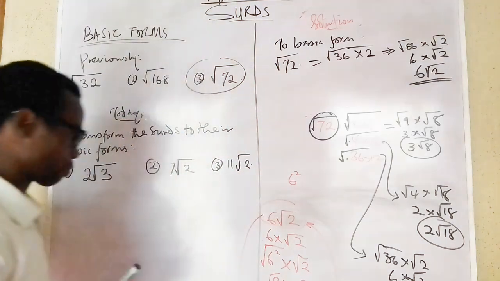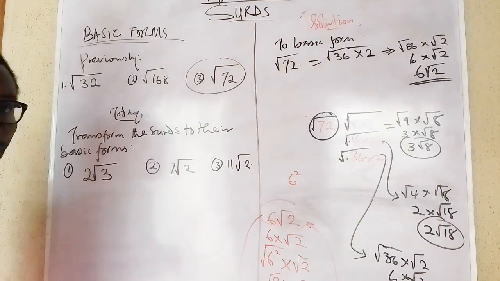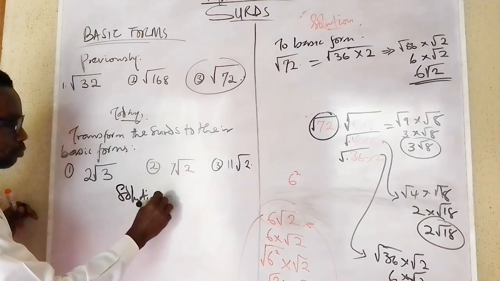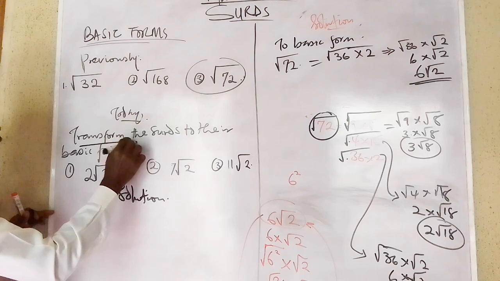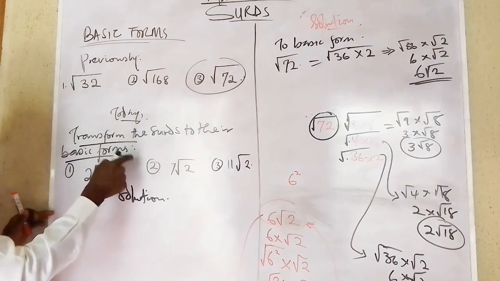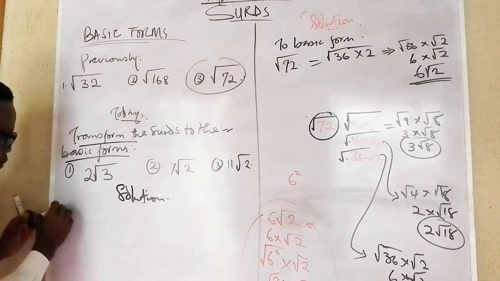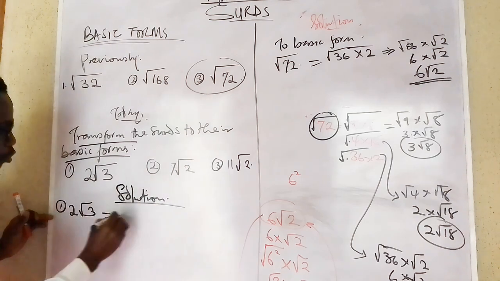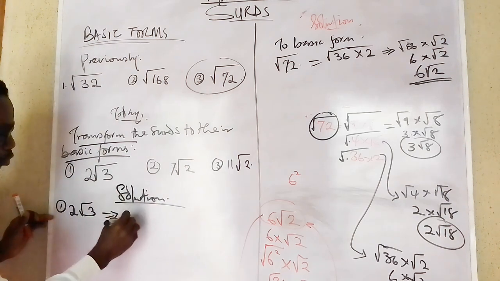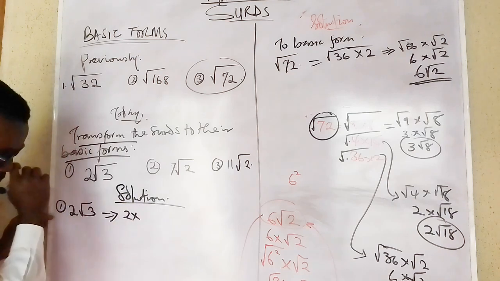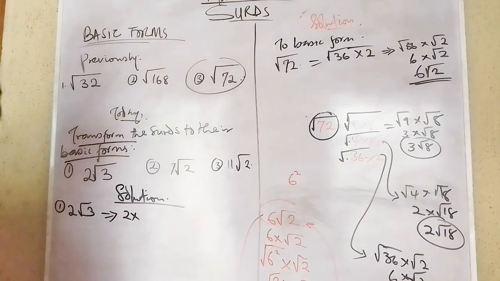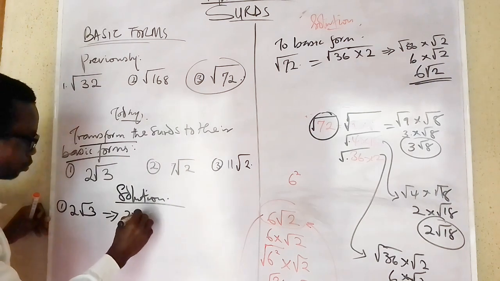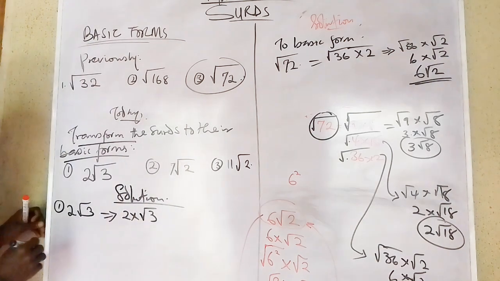Now, the same thing is applicable here. Let's pick them one by one. The question number 1 is solution. Number 1, transform this back to basic form. So we have number 1, 2 to the power of 3. What does it mean? It also means 2 times. Or should I do it this way? This way, okay? It still means 2 to the power of 3.